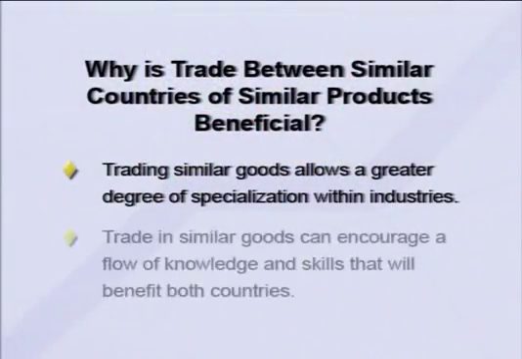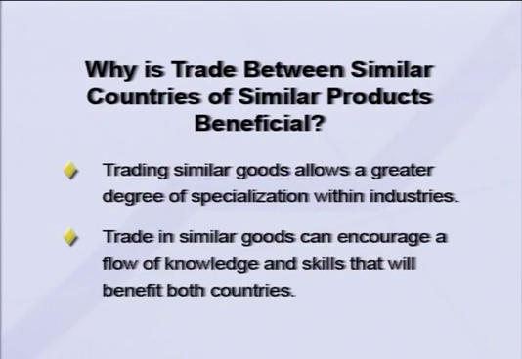A fourth advantage: trade in similar goods can encourage a flow of knowledge and skills that will benefit both countries. Give you an example from the United States. The Japanese companies invented something called just-in-time inventory management, in which inventories were kept very, very low and things were only delivered to the factory as they were needed. It turns out that in a number of industries, that's a very, very effective way of organizing manufacturing. Well, the US learned that idea from Japan. There was a flow of ideas, not just of goods and services.